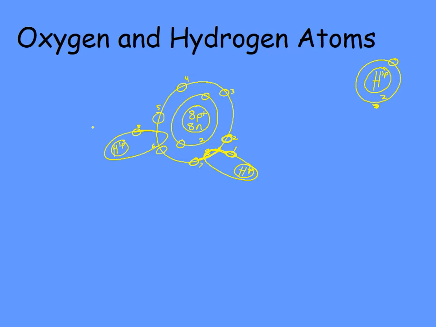So now oxygen's happy, both hydrogens are happy because they're sharing. Hydrogens feel like they have 2 in their outermost shell. Oxygen feels like it has 8 in its outermost shell, even though they're sharing to get that. Okay? Now, this area of sharing, this overlap, okay, that is called a covalent bond.